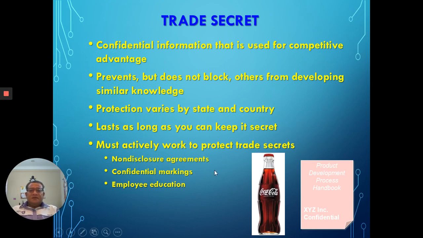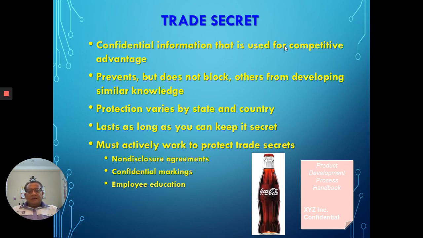Trade secret could be like the formulation of the recipe to produce a Coca-Cola drink, and this is of course already in the public domain because it has been more than 20 years. So the public can easily access the recipe of Coca-Cola nowadays in order to produce another brand of Coca-Cola with additional features. Trade secret is actually confidential information that is used for business competitive advantage.